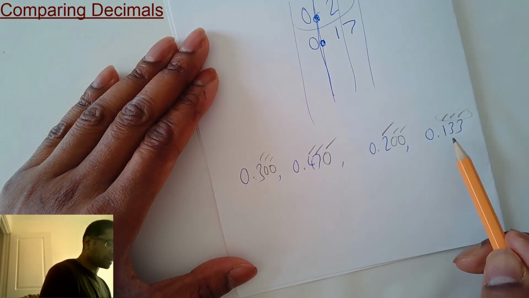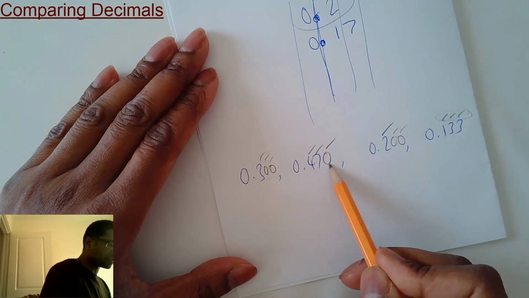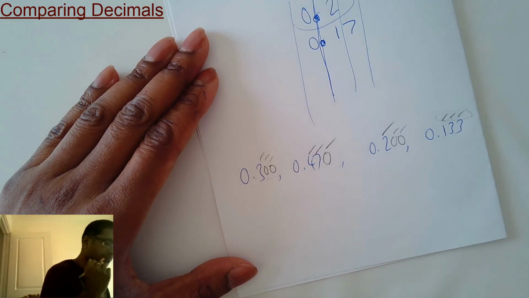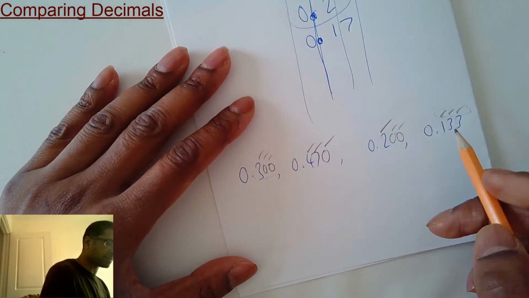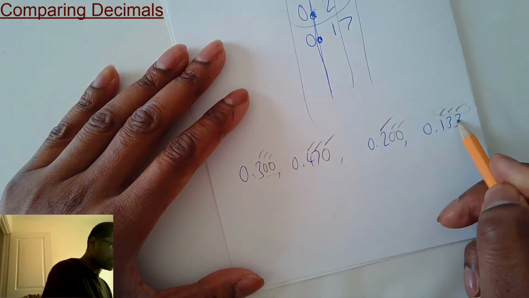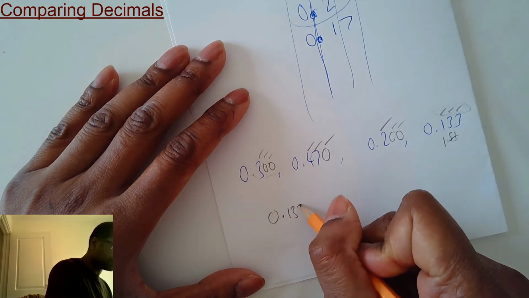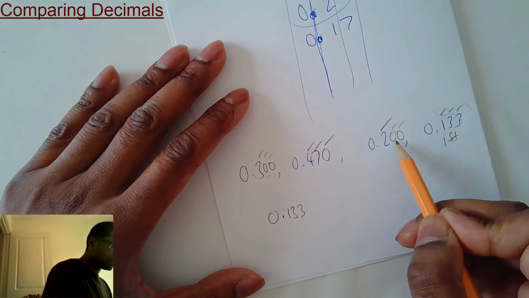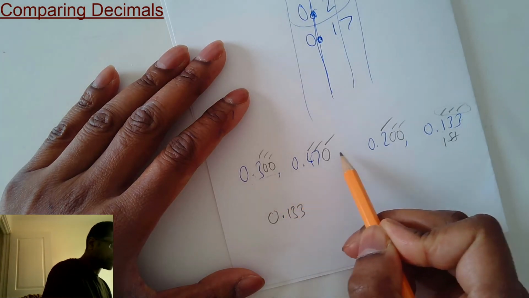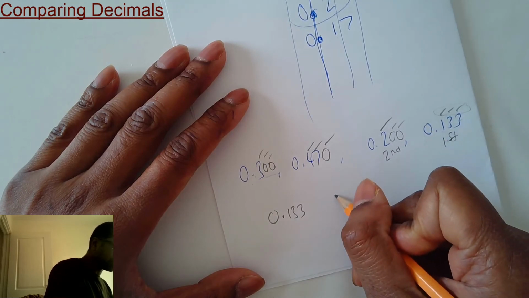The smallest number, just look at these numbers at the end. You've got 300, 470, 200, 133. But that's not really how you pronounce it. Anyway, you've got 1, 3, 3. That's the smallest. That's the first one. So you copy that. Next one, 200, 300, 470. You've got that one there. That's your second one. So you write 0.2.